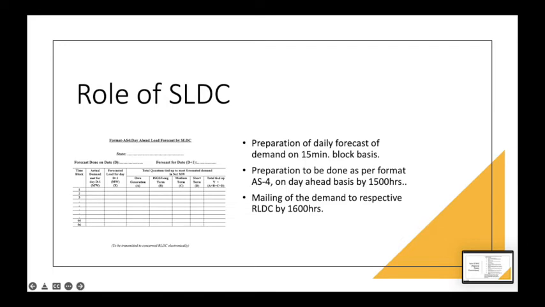considering various factors such as the historical data, the weather forecast, any outage plan of units or transmission elements, etc. Once this information is prepared, it will be submitted by SLDCs to the concerned RLDC, through a mutually agreed file transfer protocol by 1600 hours. In case any revision is required in the forecast, subsequently after submission, this revision should also be communicated by SLDC to the concerned RLDC.